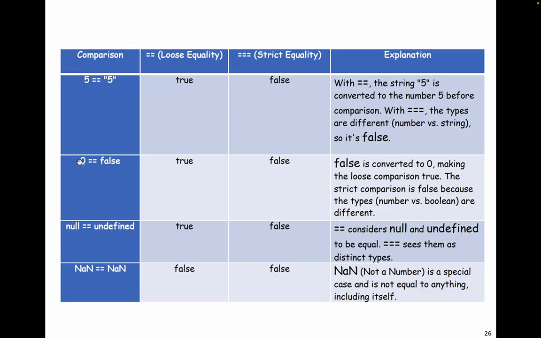If we say 0 double equal sign with false, then it will be true, but with a triple equal sign it will be false. If we have null and undefined with double equal sign, it will be true, but with triple equal sign it will be false. If we have NaN, in both cases it will be false.